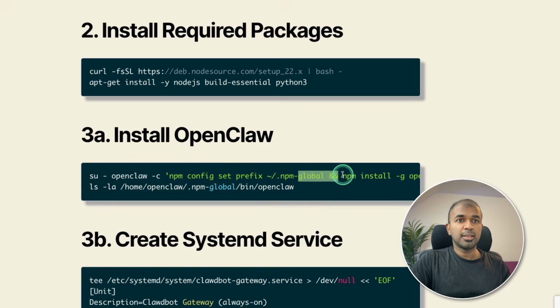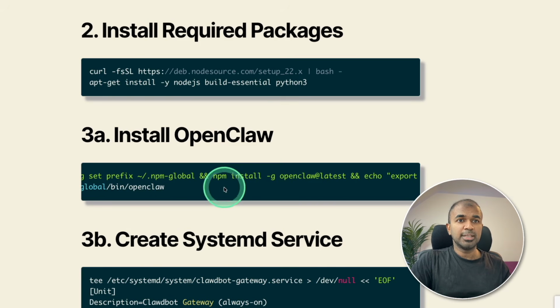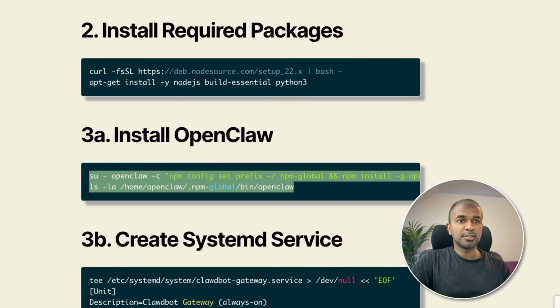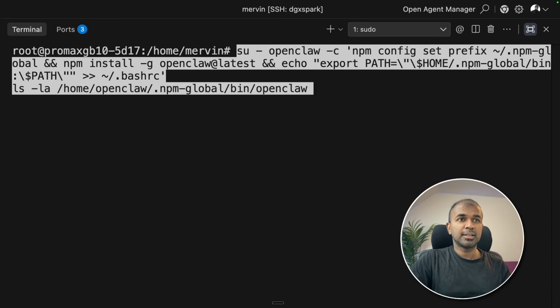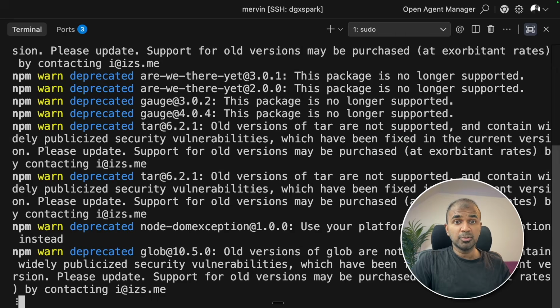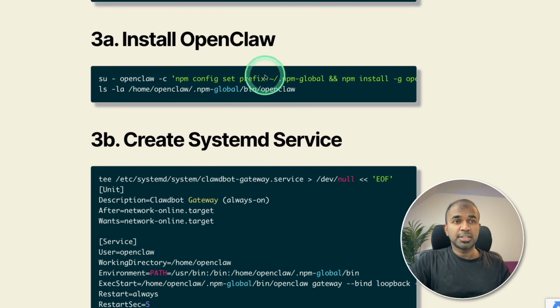So I got the command here, npm install openclaw@latest. So I'm just copying the whole command. This automatically sets all the required permissions, and then pasting it here and clicking enter. Now it's installing OpenClaw. There are a few configurations to set up for OpenClaw.